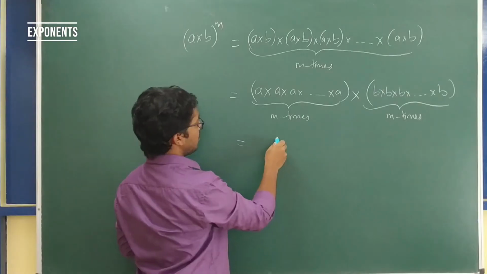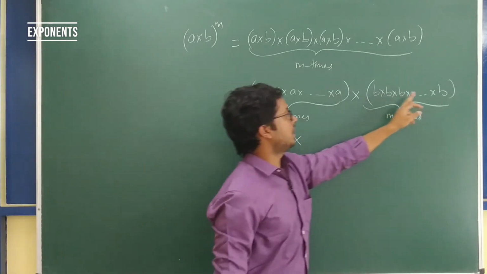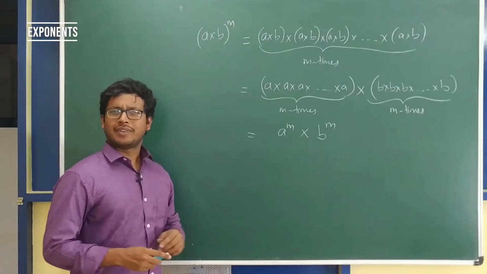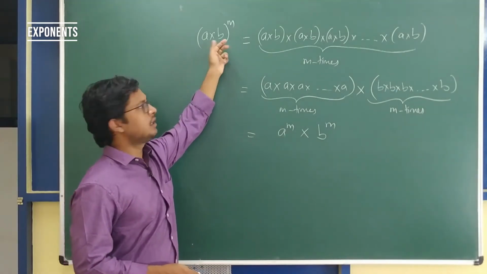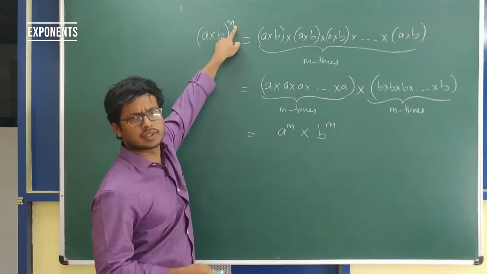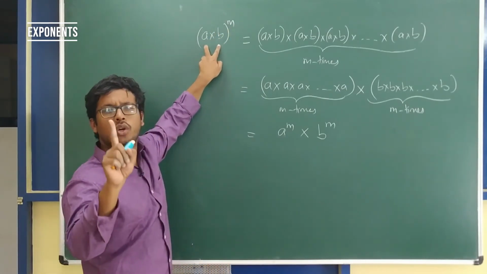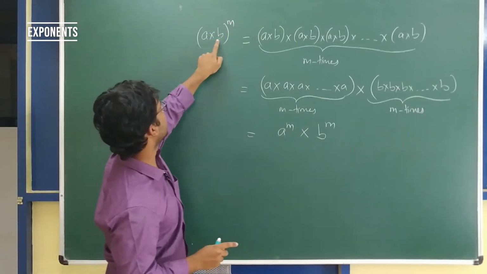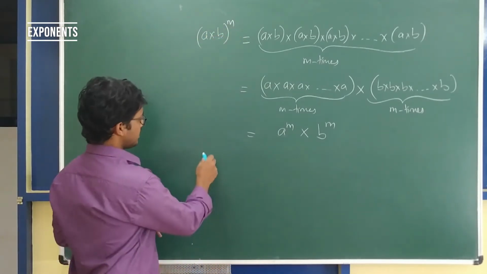So a multiplied m number of times, I can write it as a raised to m, into b multiplied m number of times, I can write it as b raised to m. What we understand from this equation is that if the bases are multiplied and it is raised to some power, then you can take the power separately, only if the bases are multiplied. So a into b whole raised to m can be written as a raised to m into b raised to m.